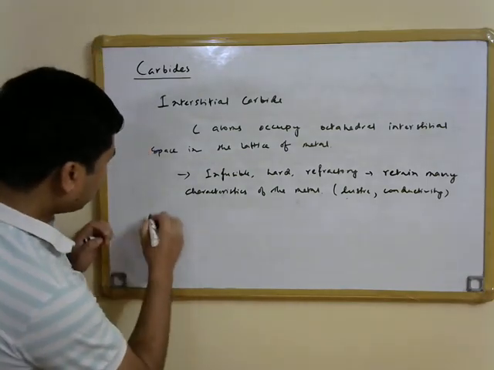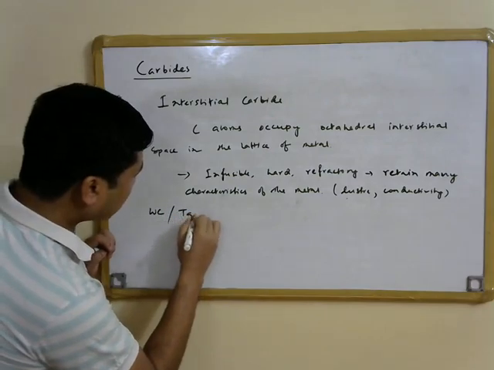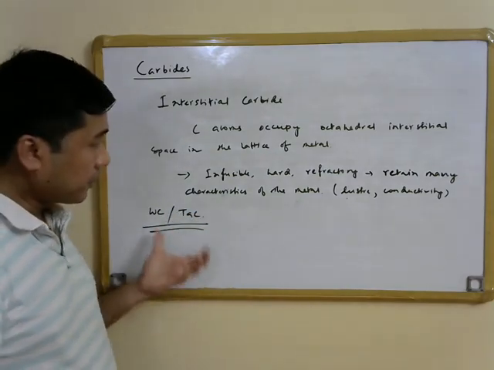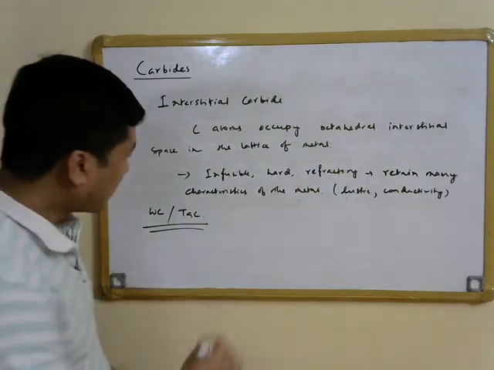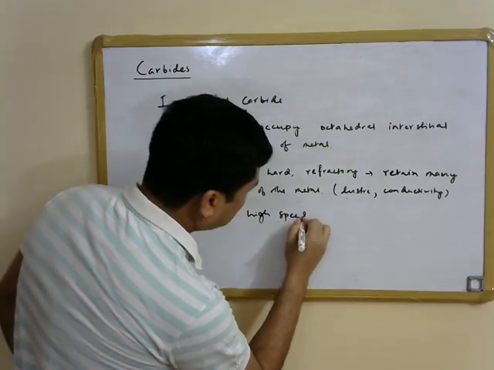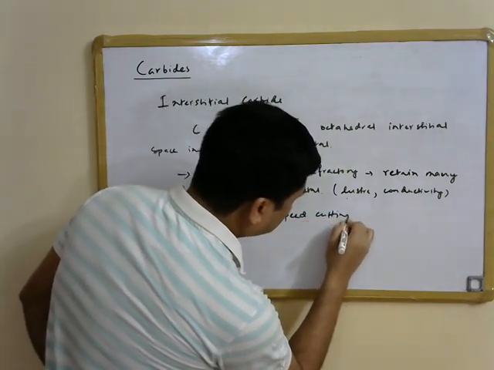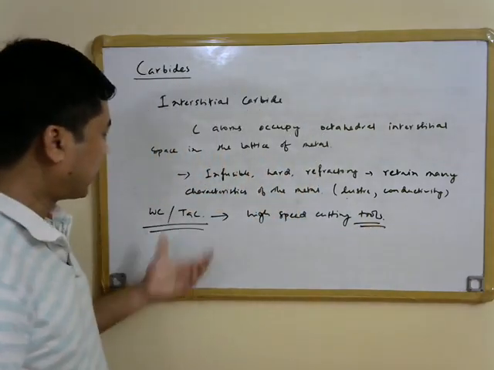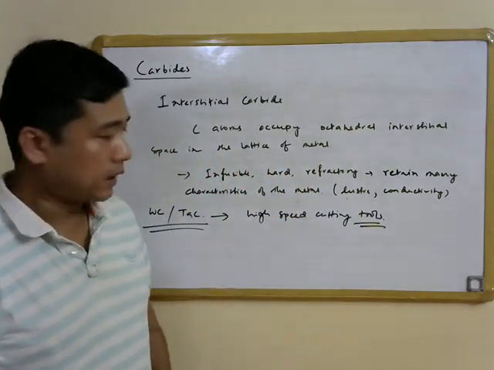Say, for example, tungsten carbide or tantalum carbide. These carbides, because of their hard refractory nature, are used in high-speed cutting tools, because they are extremely hard in nature.